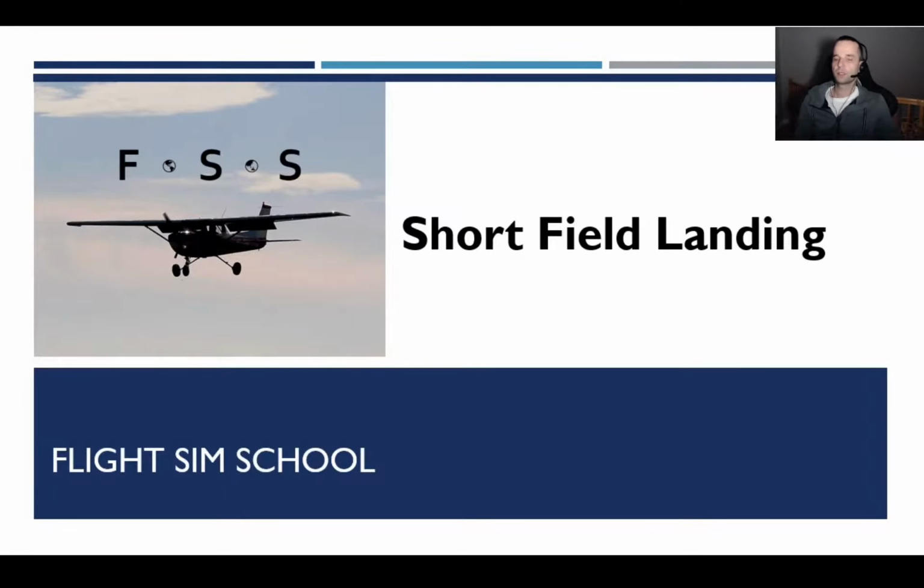So there are two reasons why you would want to use a short field landing procedure. The first one is if you're landing at a runway that's about 1.5 to 2 times the minimum distance required for your plane to land. So let's say your plane requires around 500 feet in order to land safely. If the runway is anything less than around 1,000 feet, you're going to want to use that short field procedure to make sure that you have enough place to safely land and come to a full stop before running out of runway.